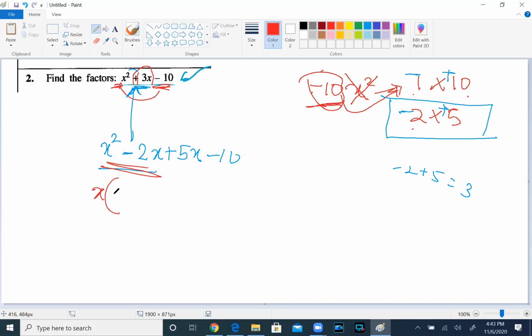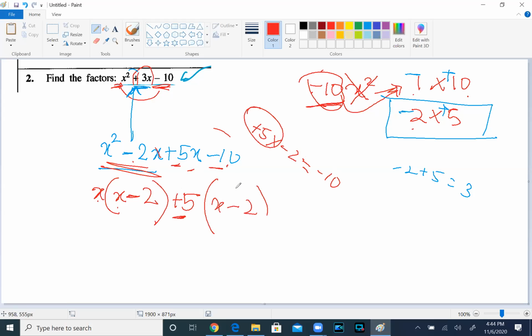If you take x here, it will be x. You can just check by multiplication: x into x is x square. Also here, if you take the x, minus 2 is remaining. Same as here, you can take plus 5 as a common factor. If you take plus 5 here, x is remaining because it is plus 5 into x. Here, plus 5 into minus 2 will give the minus 10. So if you take plus 5, the minus 2 is remaining.